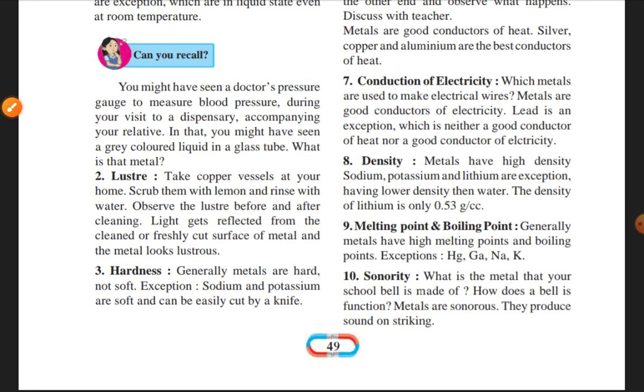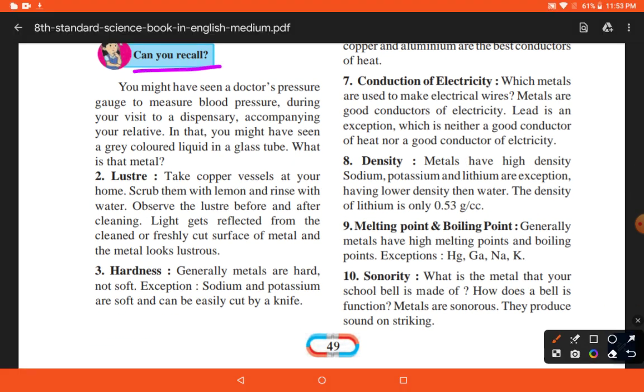Can you recall an example? You must have seen a doctor's pressure gauge, with which he measures blood pressure. It has a grey colored liquid in a glass tube, and which metal is that? That is actually mercury. Hg is the metal which is used.